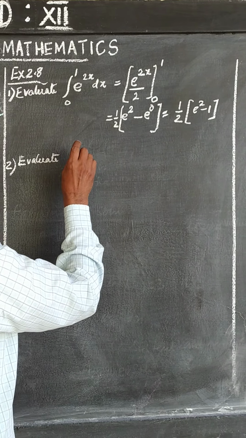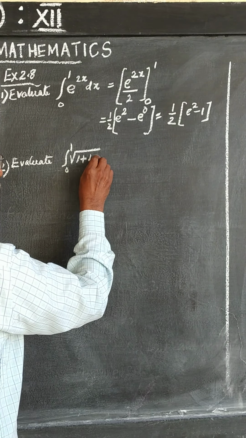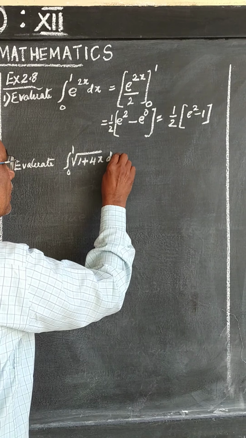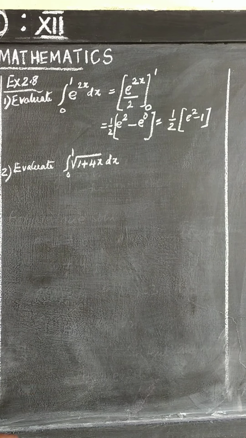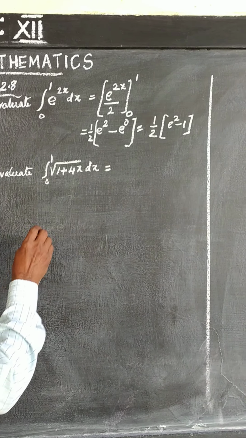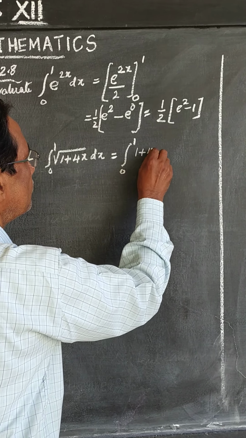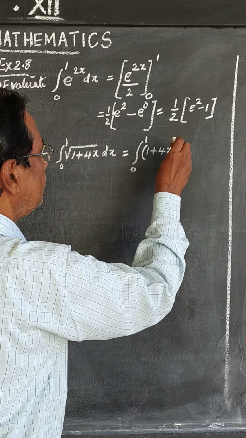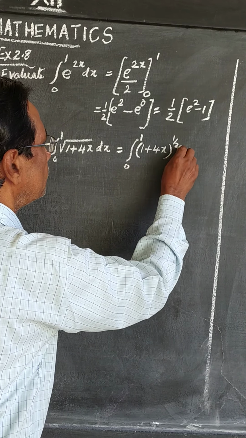Integral 0 to 1 root of 1 plus 4x dx. Here, this can be rewritten as (1 plus 4x) power 1 by 2 dx.